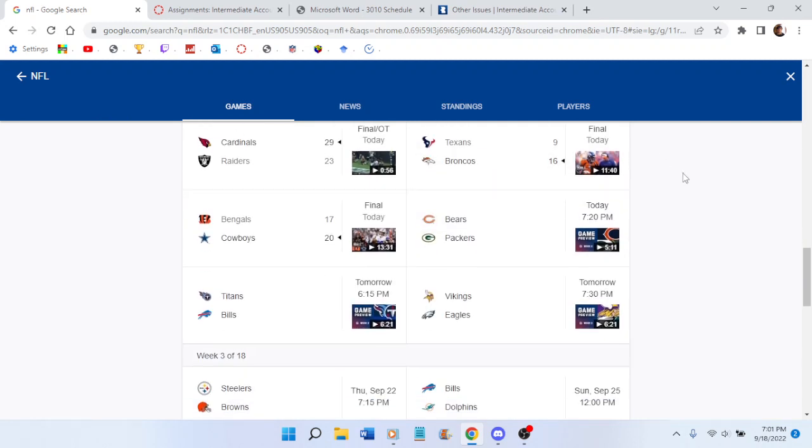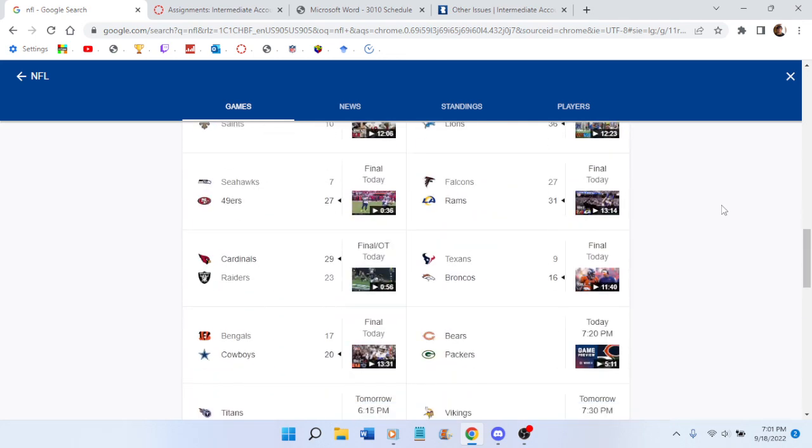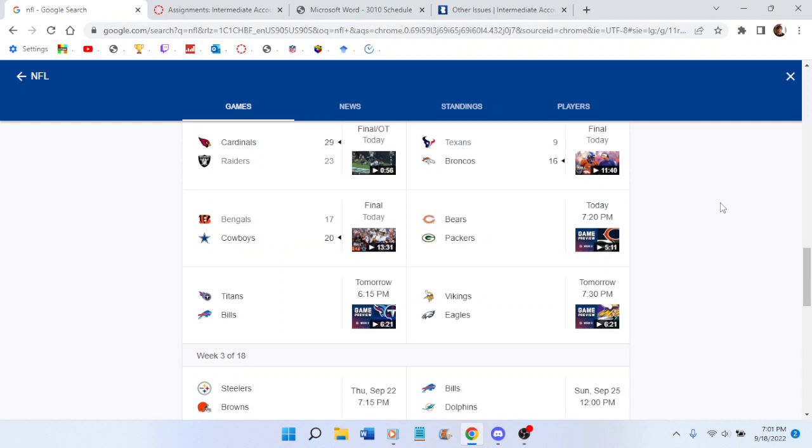So now, there's nothing to keep track of except for this game, which doesn't even start till 7:20. So now I don't have to look at it anymore. Oh, the Raiders are on 2 now.